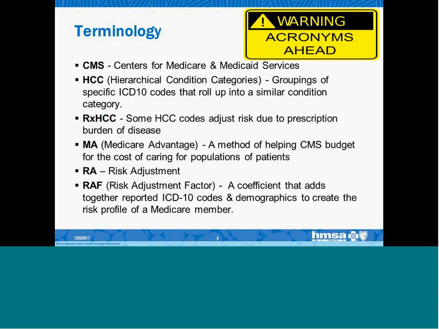Before we get started, I just wanted to go over some of the common acronyms we'll be using today. We have CMS, the Centers for Medicare and Medicaid Services, HCC, which are hierarchical condition categories, prescription HCCs, Medicare Advantage or MA, and RA for risk adjustment, and RAF for risk adjustment factor.